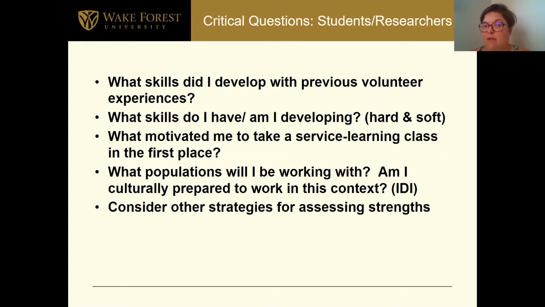Motivation is also really important for students and for researchers. A key question, and I alluded to this earlier, is what populations will I be working with, and am I culturally prepared to work in this context? I believe that if you are going to work with students and have them work in community engaged context, and they are drastically different from the communities that they're serving, it's actually unethical to send them into those communities if they are not prepared to work in that context.